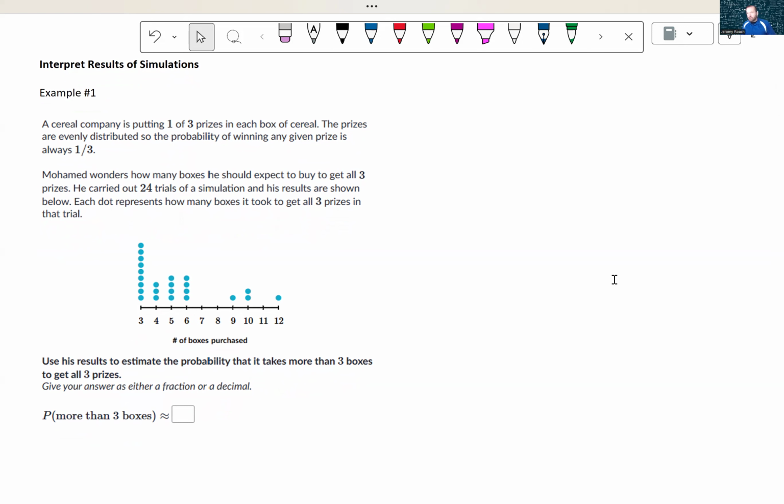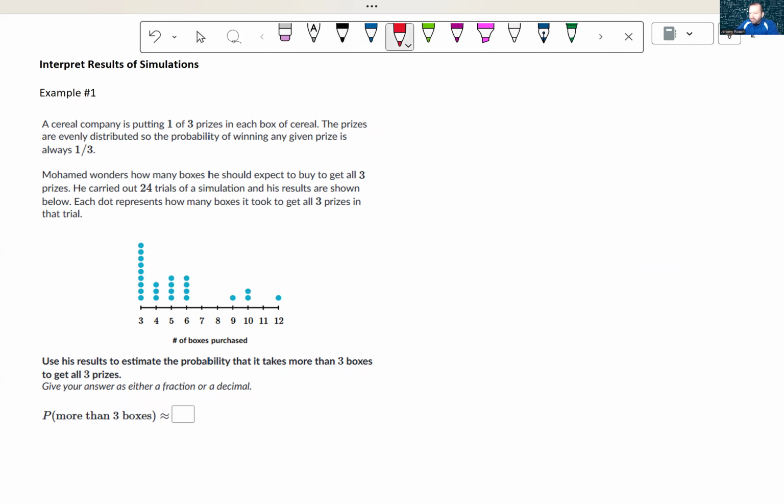So he did 24 trials of a simulation, and his results are shown below. Every dot represents how many boxes it took him to get all three prizes in that trial. It says use his results to estimate the probability that it takes more than three boxes to get all three prizes. And it just says P(more than three boxes), or probability that it's more than three boxes. Here we have the number of boxes that were used, and it looks like there's 3 boxes, 4, 5, and so on.